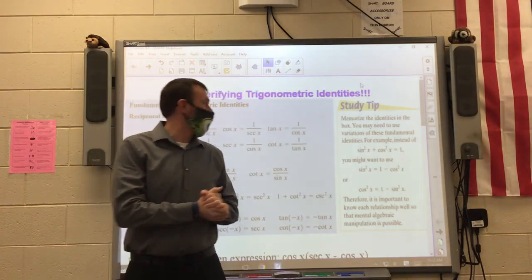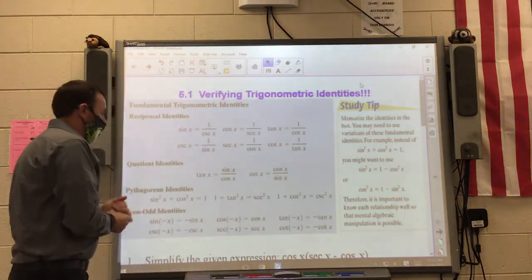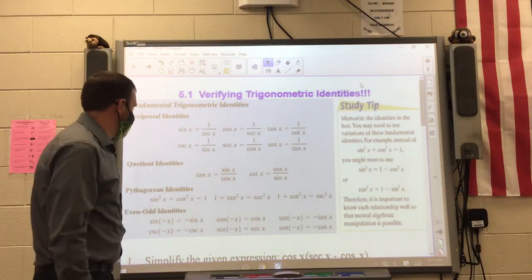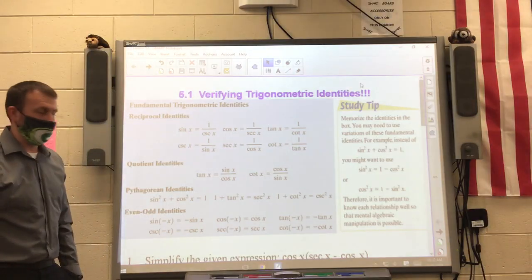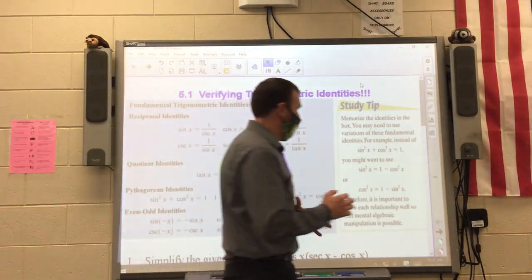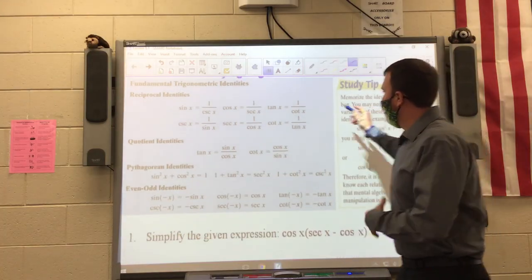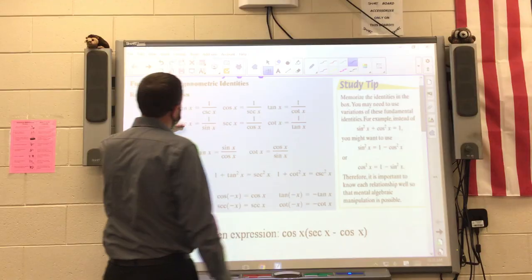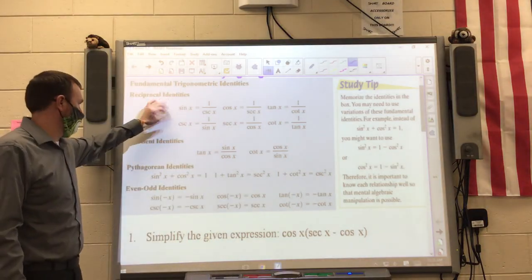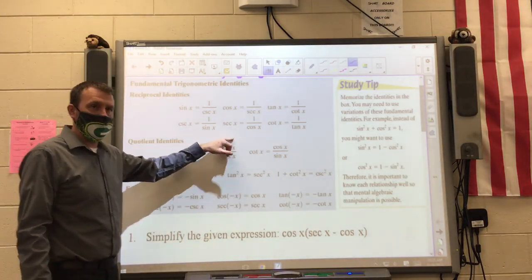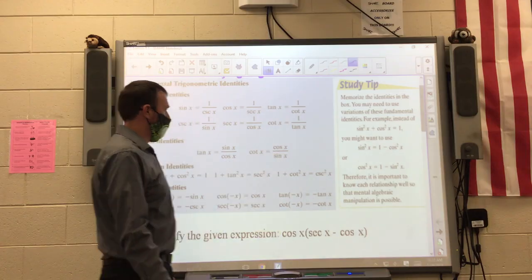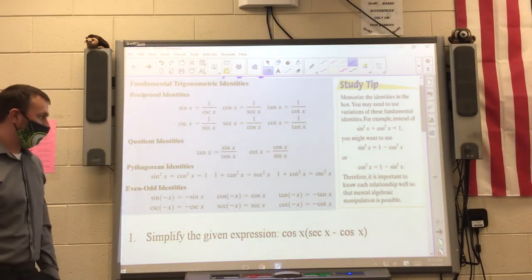We are going to start looking at trig identities today. These trig identities you were introduced to for the most part in Algebra 2, but we're going to do a bunch of verification with them today. So we looked at last chapter sine, cosine, tangent, and their reciprocals. And then we looked at tangent being sine over cosine, and cotangent being cosine over sine.